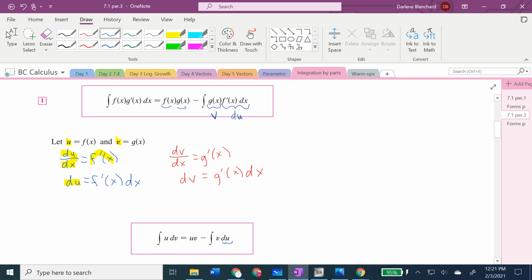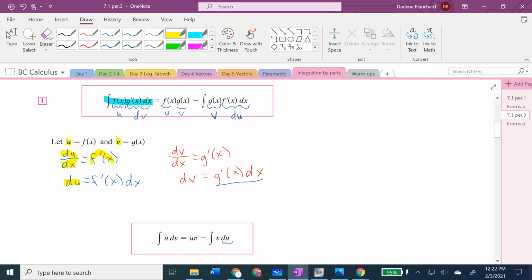Then you can see here that you have u times v. But when we're looking at the integral that we begin with, you want to realize that you have to break it up into two things. g prime of x times dx is dv. And then f of x is the u. So what you're going to have to do is look at an integral that is given to you.